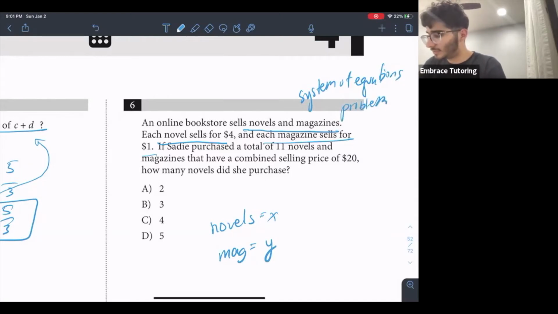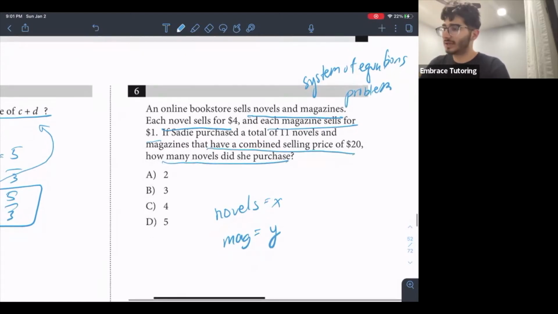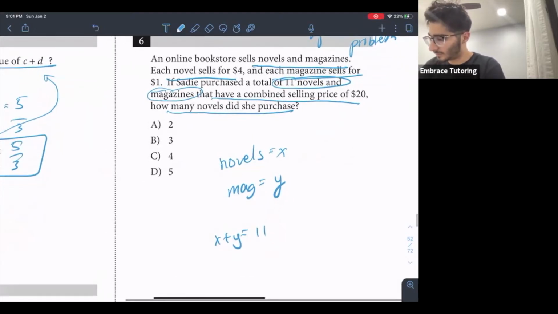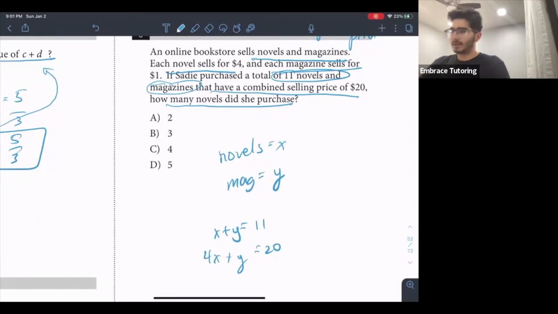If Sadie purchased a total of 11 novels and magazines that have a combined selling price of $20, how many novels did she purchase? Yeah, so this is a system of equations problem because they give you the total number of novels and magazines purchased, but they also give you the total price. So you could do X plus Y is equal to 11 because it gives you the total, and then the price is $20. Each novel sells for $4, so it'd be 4X, and then $1 for each magazine, so it'd be 4X plus Y is equal to 20.